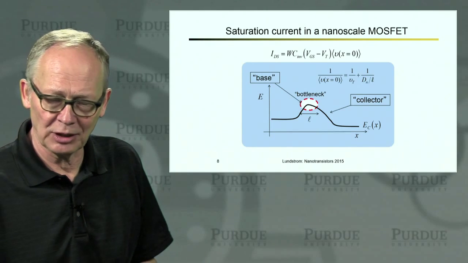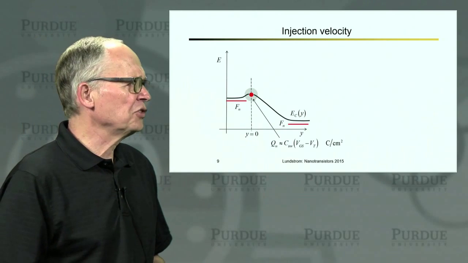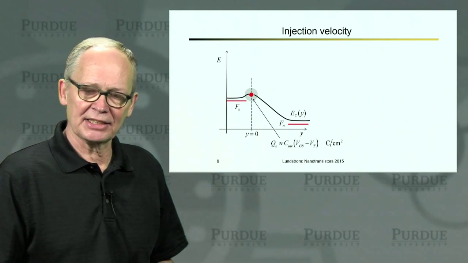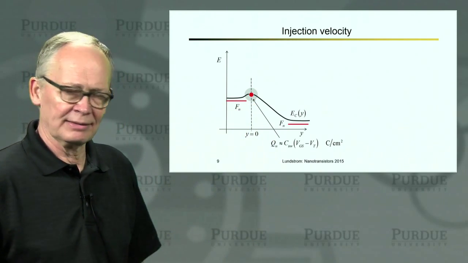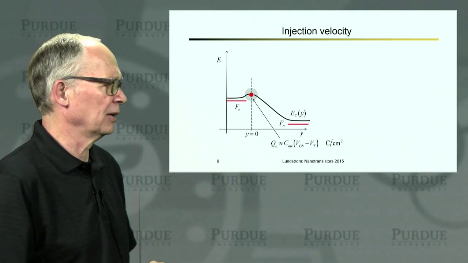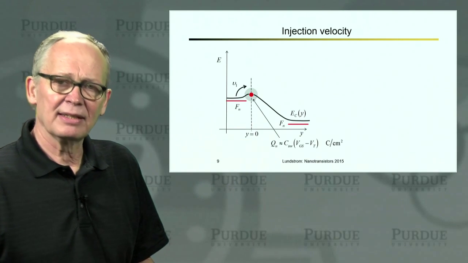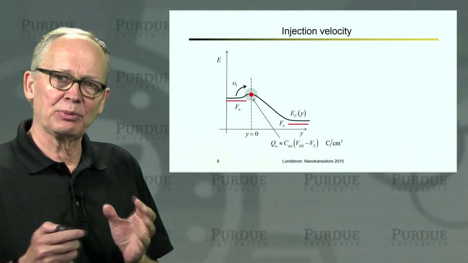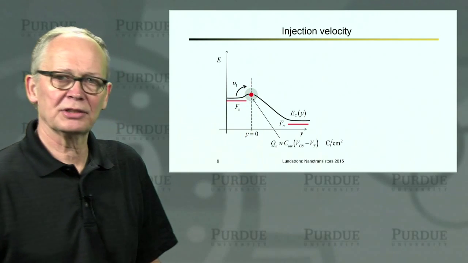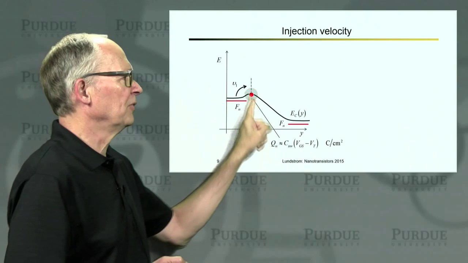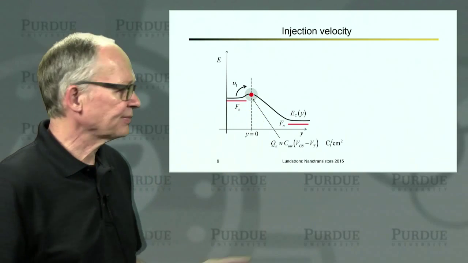Now they're relevant for MOSFETs. So just a little more discussion about this injection velocity and what it all means. If we look again at our energy band diagram and we focus on this bottleneck region, then we can think of what's happening as three processes. Electrons are thermionically emitted from the source to the top of the barrier at some velocity V1.